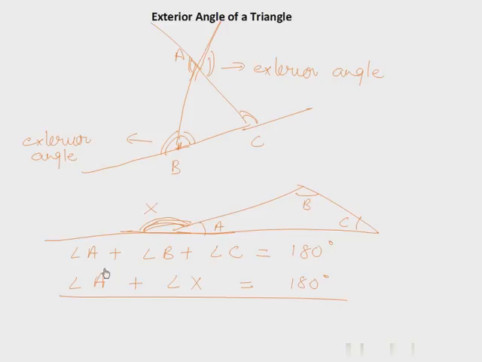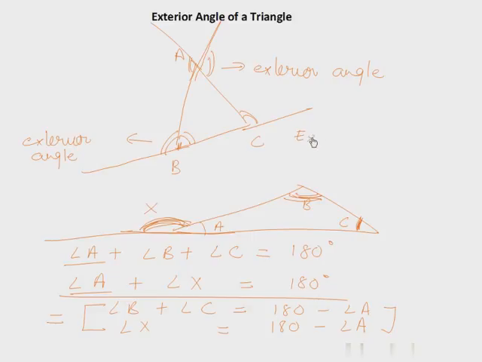Therefore, clearly this is A, this is A. I take angle A on that side. I get angle B plus angle C is equal to 180 minus angle A. I also get angle X is equal to 180 minus angle A. So, since the right hand sides are equal, the left hand sides of the equation are also equal, which shows that the exterior angle of a triangle is equal to the sum of the other two angles.